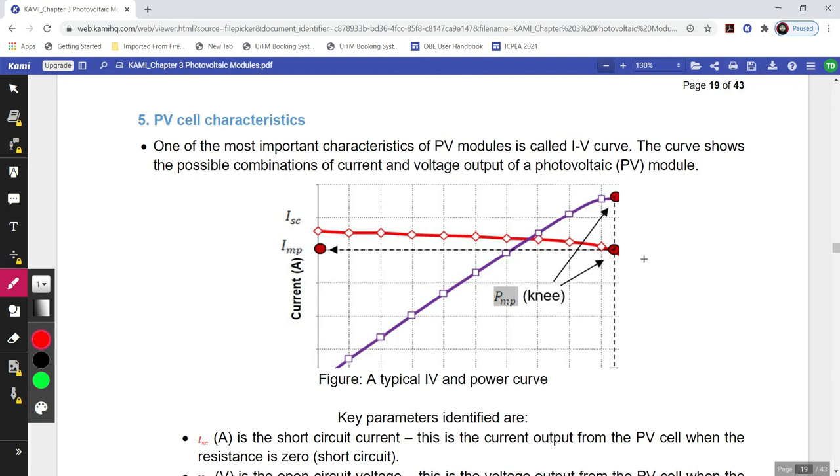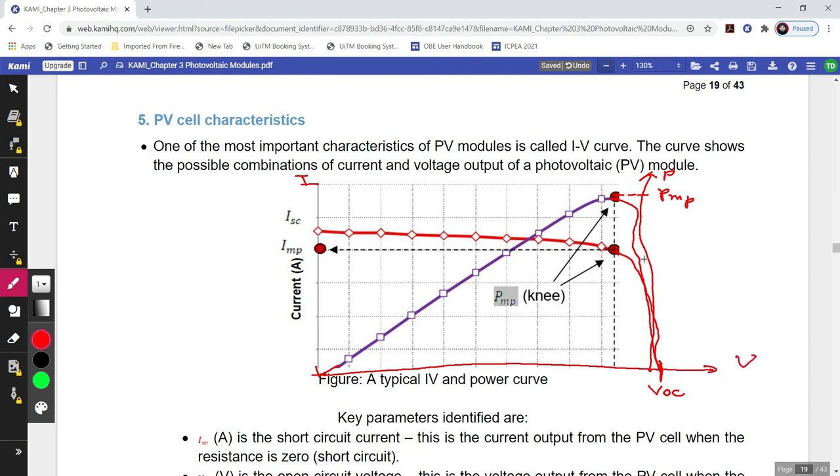So it should be like this. Let me draw. It's not perfect, yeah? So here is VOC. So we have another graph here. This is power at maximum point. So this axis is power. Here is current, and the axis here is 0.